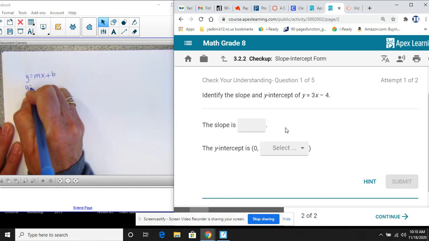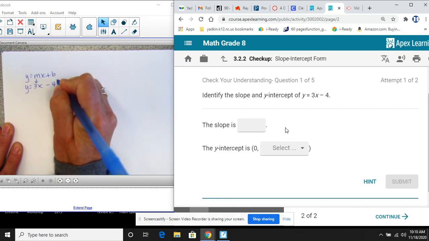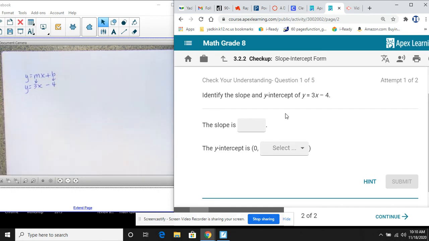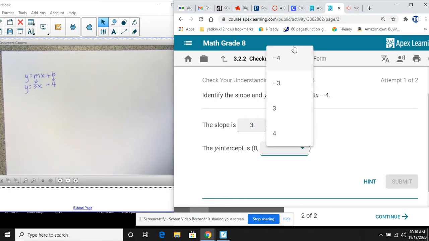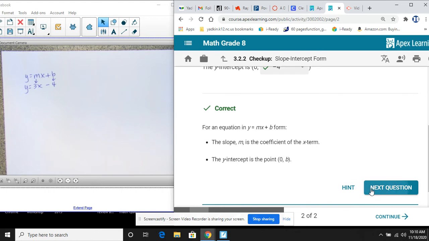So they give you the equation y is equal to 3x minus 4. So 3 is your slope and negative 4 is your y-intercept. The slope is 3. The y-intercept is negative 4. Okay, next question.